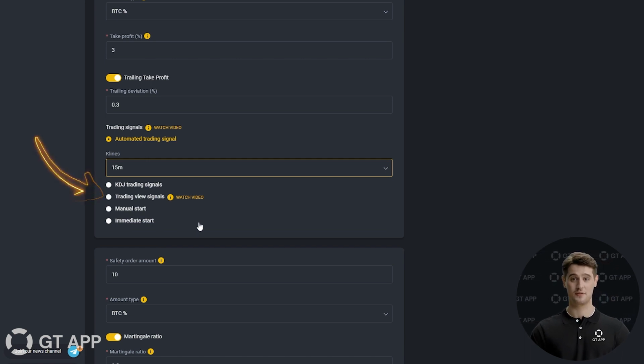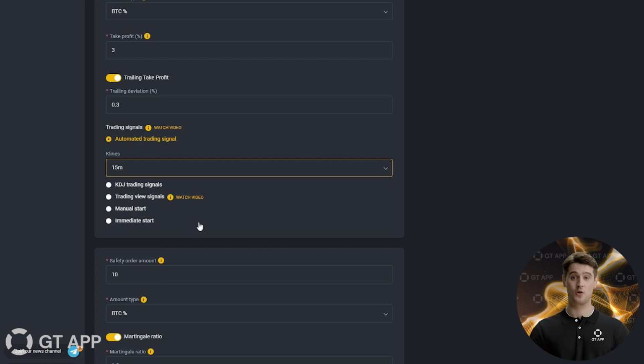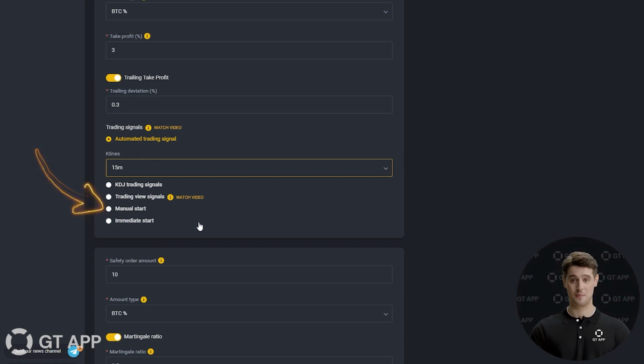Trading View Signal. Regarding Trading View, you can connect any trading signal from this platform, standard, paid, or your own. You can also use manual entry into the trade when you deem it necessary, and immediate start. In this case, immediately after closing the current trade, a new one will open.